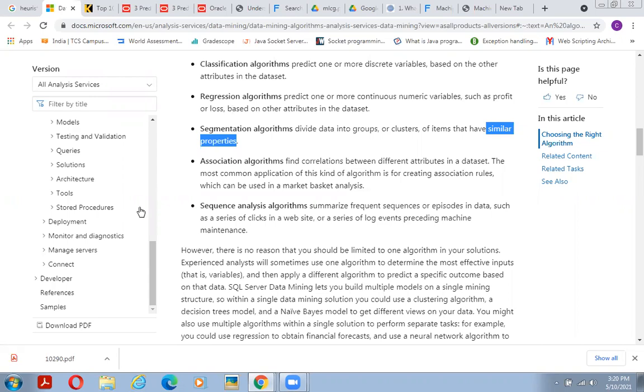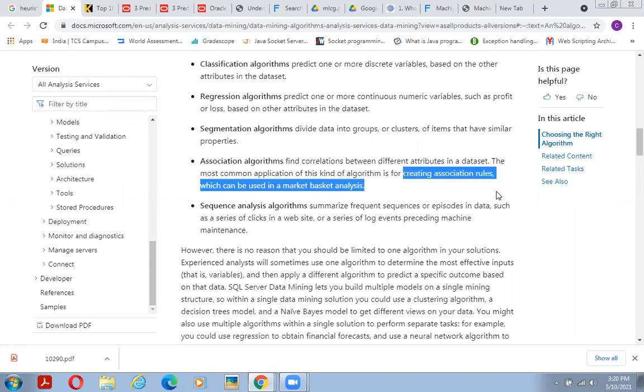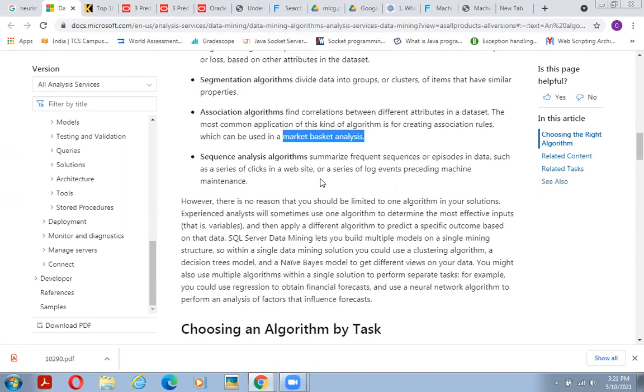The most common application of this kind of algorithm is for creating association rules, which can be used in market basket analysis. What is market basket analysis? See, if you are in a supermarket and you have a basket, what next item you will fill in the basket, that is able to be predicted by learning of behavior. So that's what we understand. It's a market basket analysis.